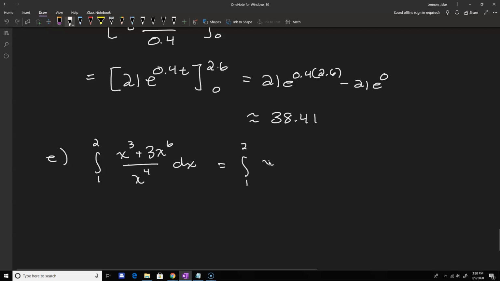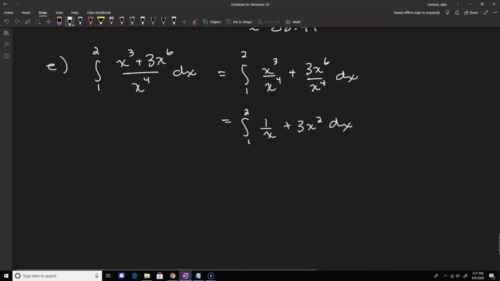So x to the 4th is a common denominator, so we can look at each part over that x to the 4th and split up our fraction. And in doing so, we can simplify this integral before finding any antiderivatives. So this is really just the antiderivative of 1 over x plus 3x squared. So that simplifies things a bit. We know the antiderivative rule for 1 over x is the natural log of the absolute value of x.